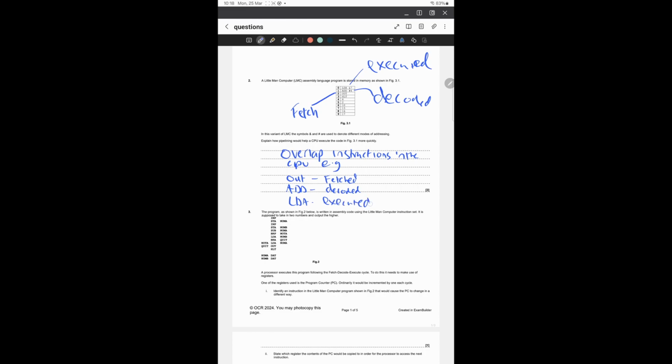Now the whole point of pipelining is that we're overlapping these processes, we're overlapping these parts of the CPU to ensure that every single part of the CPU is being used at the same time. So we're making efficient use of the CPU.